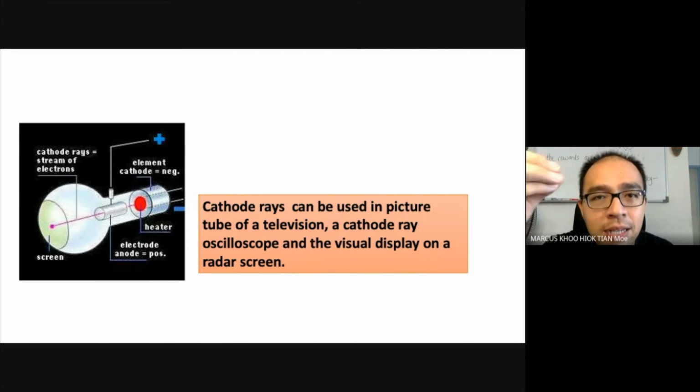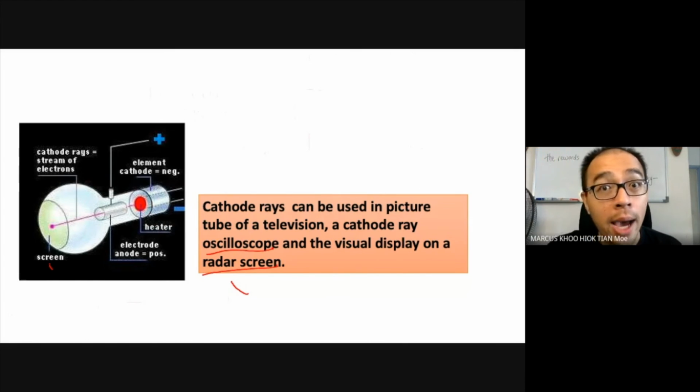But the idea behind the TV, the idea behind the cathode ray oscilloscope, the idea behind the radar screen. Have you ever wondered why the cathode ray oscilloscope and the radar screen, do you know what color is the display? Green. Yeah, green. Have you ever wondered why it is green? Who in the world chose green color? Why can't it be red? Why can't it be blue? Why can't it be yellow? Why must it be green?